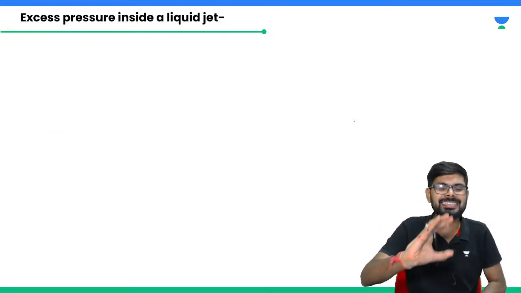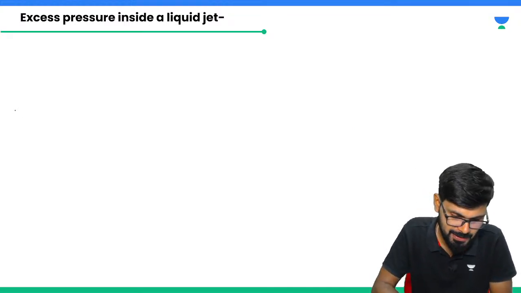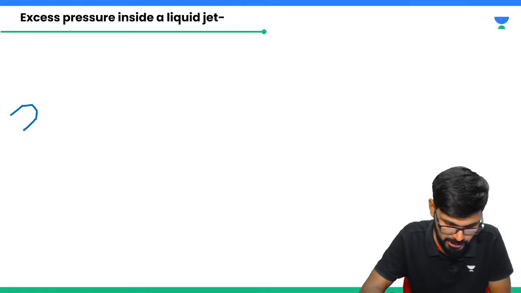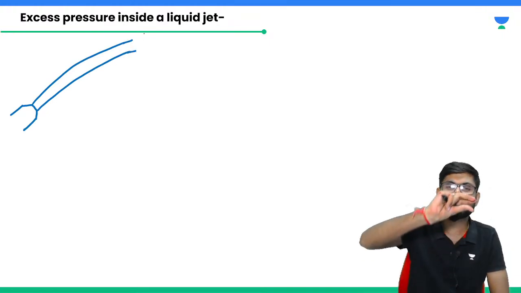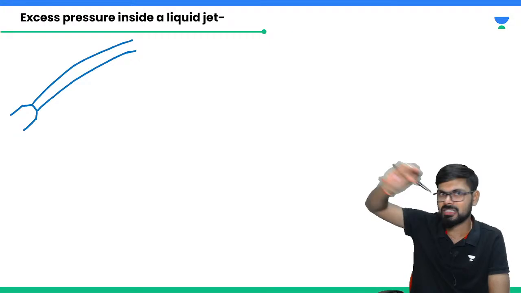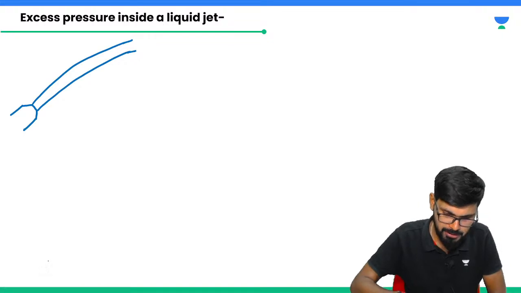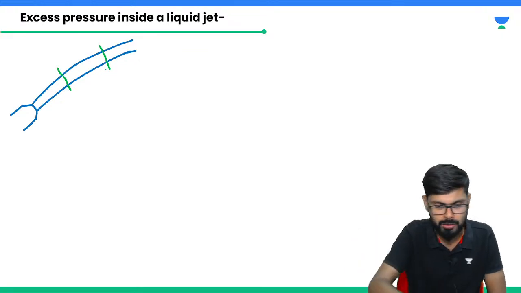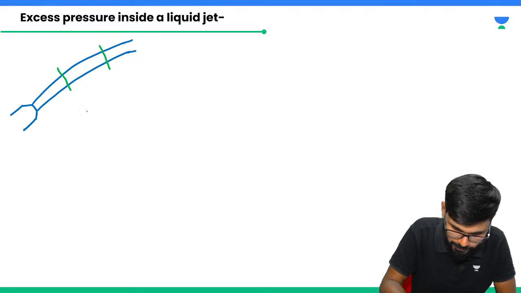Now next one is excess pressure inside the liquid jet. Now see, in a number of places we have seen that a jet is coming out like this. This is a jet. A jet is basically cylindrical in shape, we can consider it cylindrical here. Now to understand the concept, I am cutting out this portion and taking it out. When I take it out, it will be something like this.